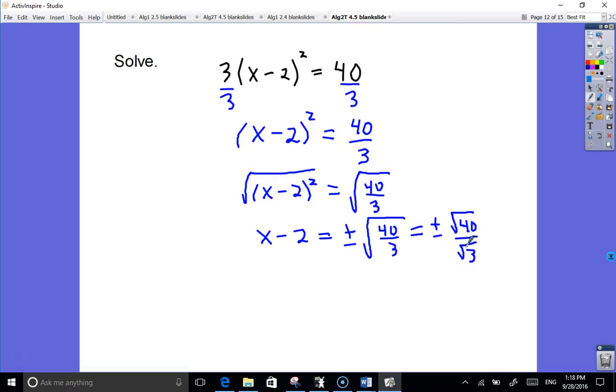Right. Now, we just actually did the square root of 40. So what is that going to be? Yeah, so that'll be plus or minus 2 times the square root of 10 divided by the square root of 3. Okay, now how do I get rid of the square root of 3 in the denominator? Multiply by the square root of 3 over the square root of 3, right? Rationalize the denominator.